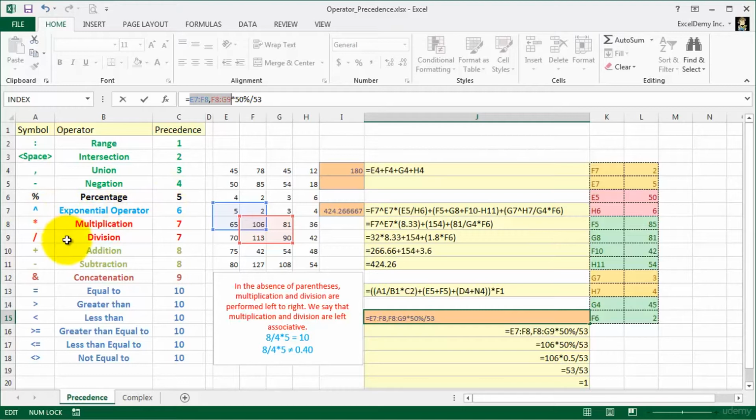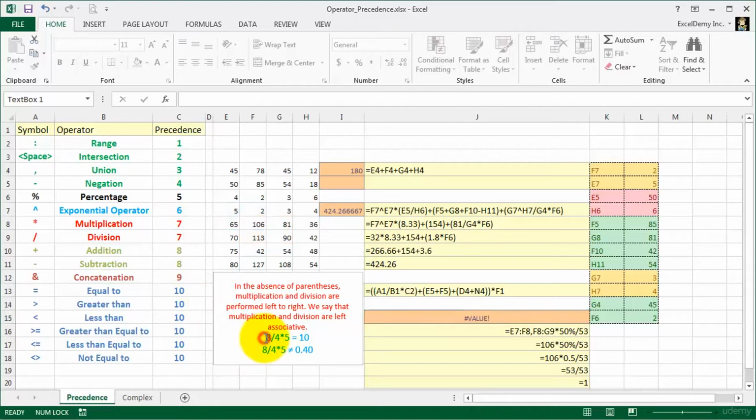Multiplication and division have the same precedence level. They are calculated after the exponential operator. You see, multiplication and division have the same precedence level. When operators have the same precedence level, they are evaluated from left to right. Just look at this example: it is 8 divided by 4, then multiplied by 5. Which calculation will be evaluated first? Is it 8 divided by 4 or 4 times 5?